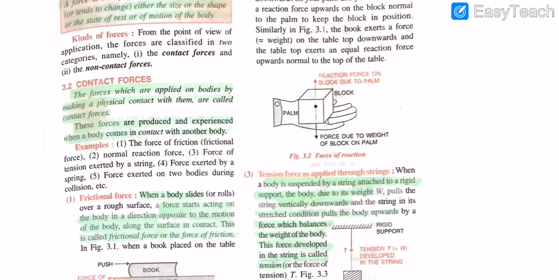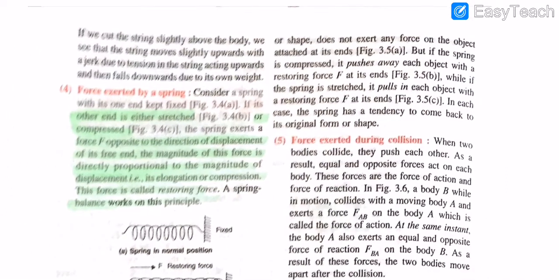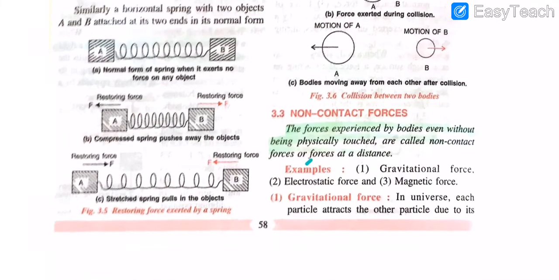Then on the next page, mark the force exerted by a spring. And in this case, you can also mark the example, like a spring balance. What force does it work on? It works on the force exerted by a spring. So you can mark that as well. Then force exerted due to collision is the same. So you can mark the forces FAB and FBA and all of that. Right? And that's it. Done. Okay, perfect. Now let's move on to non-contact forces.